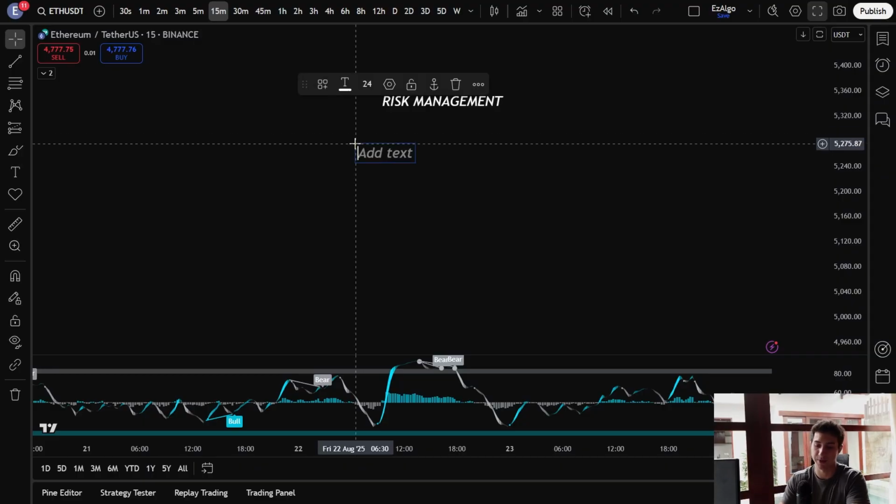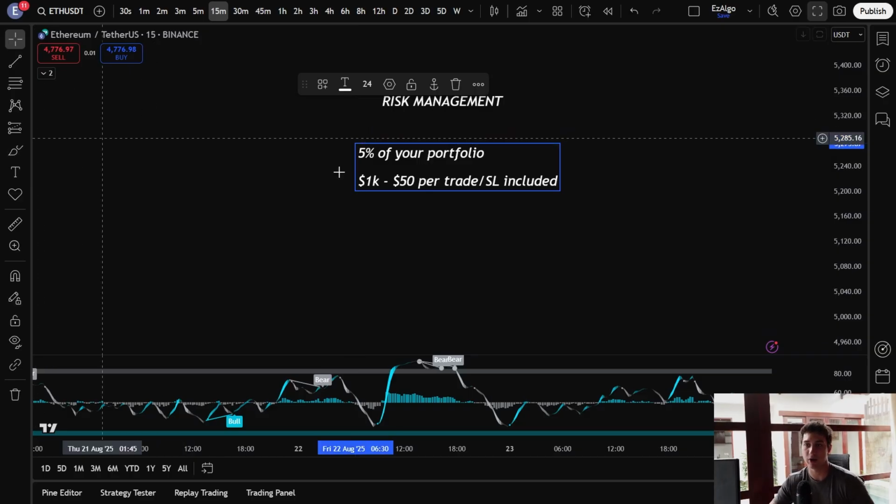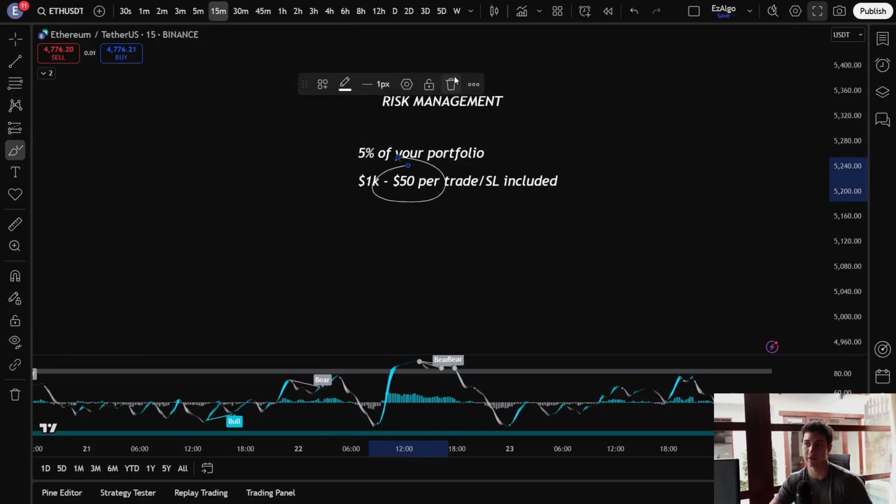For good risk management, you want to be risking maximum 5% of your portfolio if you have a smaller portfolio. For example, if you only have a 1K portfolio, you are risking $50 per trade, stop loss included. While this might not sound like a lot, keep in mind, you're risking $50 to make anywhere from $200 to $300, maybe even more depending on the trade. Because using the system that I'm showing you, your risk to reward is often at a minimum a 1 to 3. So at a minimum, you're making $150 for every $50 that you risk.